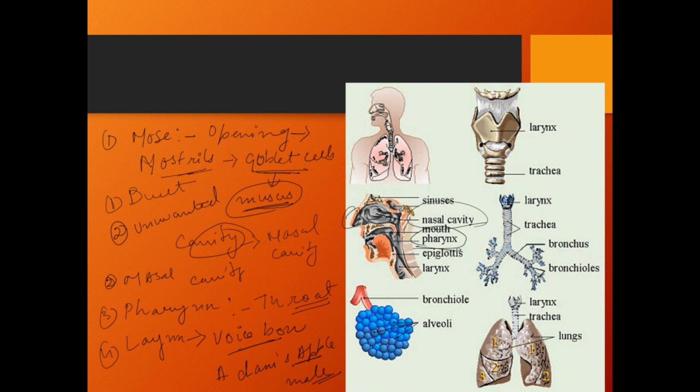Then after the larynx, we'll see how this larynx works in the process of respiration.